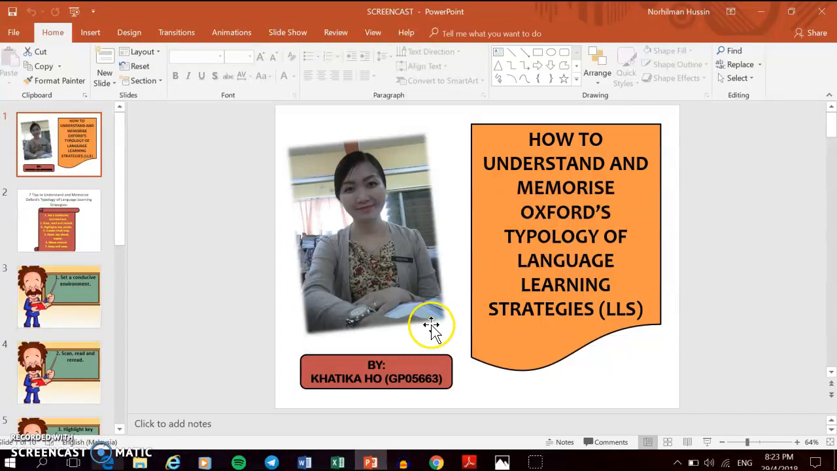Well, to understand and memorize an academic text is not as easy as ABC to everyone, especially when we are reading text in the second language. So, here are my tips and techniques to understand and memorize Oxford's Typology of Language Learning Strategies.